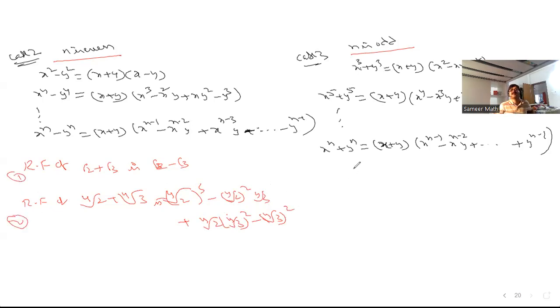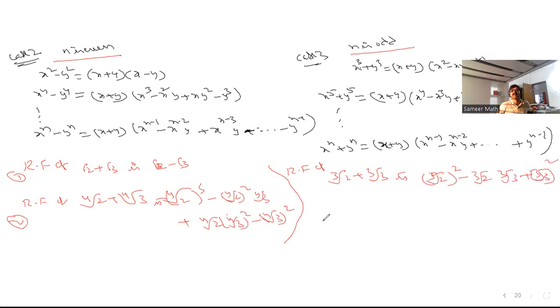For this one, very simple. What is that? ∛2 + ∛3 is given. What is the RF of this? You have to write this one: (∛2)² minus ∛2·∛3 plus (∛3)², you can write.